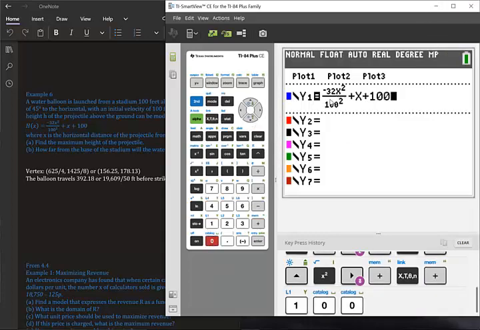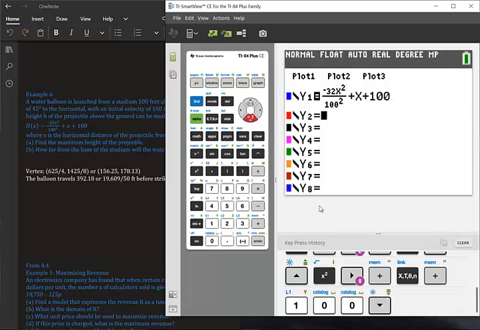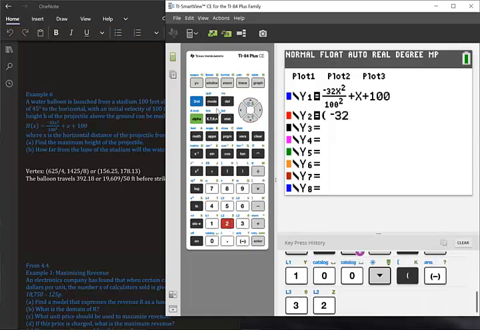If you cannot get the fraction, I'll show you how to do it. So in your y1, if you cannot get the fraction, this is what it's going to look like. Parentheses, -32. My bad.